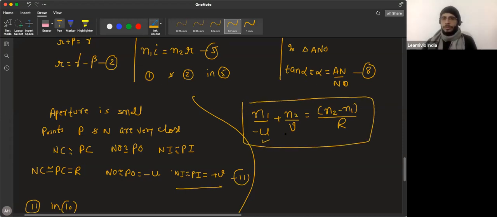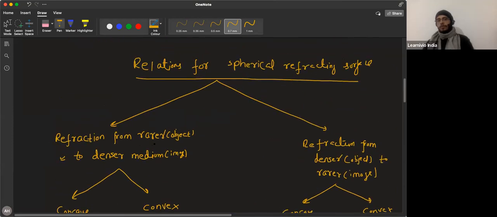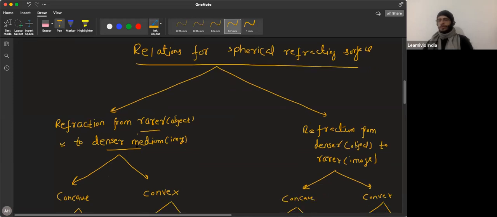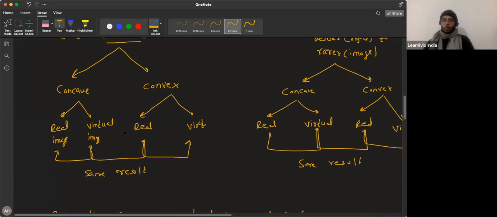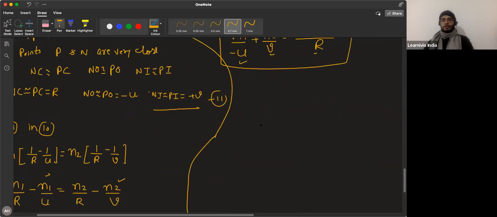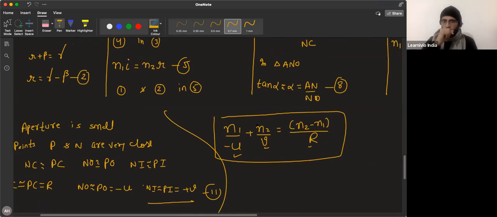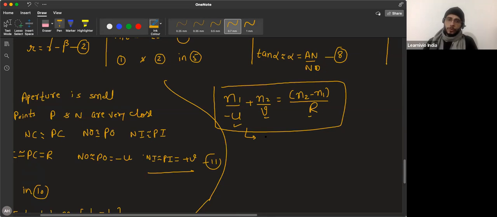Now the relation between the object distance, the image distance, radius of curvature, and refractive indices. This relation is valid for all of these four cases. The condition is ray should travel from rarer to denser medium. If it is traveling from rarer to denser, it doesn't matter what type of surface this is, what type of image this is, you will get the same relation. But before using this in a numerical, you have to apply proper sign convention. When the numerical values are given, you have to use the proper sign convention here.